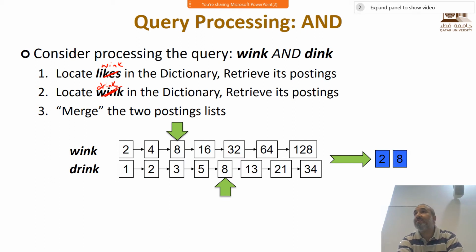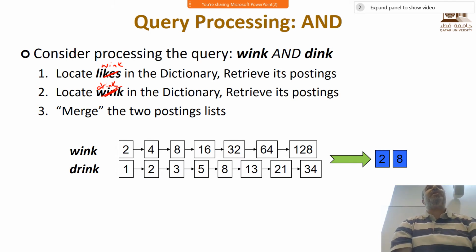And so on. We continue until we reach the end of one of them. Once we reach the end of one of them, we should stop, because we will not get any more intersections. So we stop here and declare that the result of this operation is 2 and 8. This is very similar to the merge sort algorithm, or merging two sorted lists.